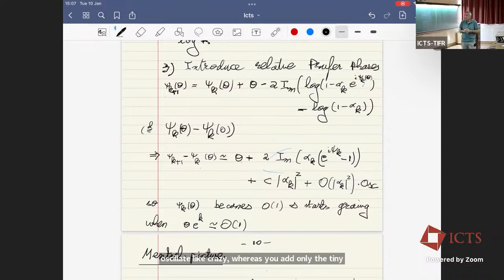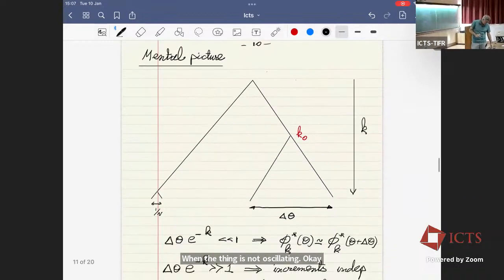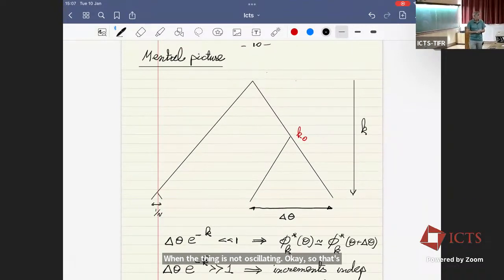So what you're doing, you're summing independent random variables with a different oscillatory phase. It's like summing independent random variables multiplied by a cosine of something that is rotating fast. And of course, this is going to be asymptotically independent of the value when the thing is not oscillating. Okay, so that's really what is happening here, and that's the mental picture you should have in mind.